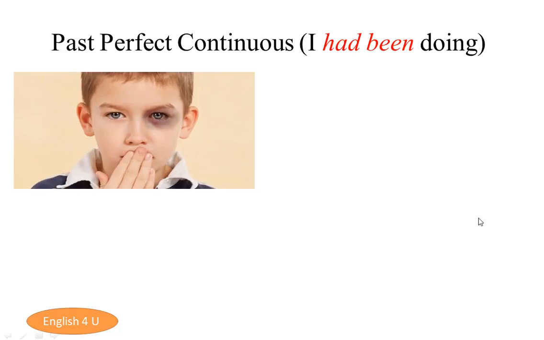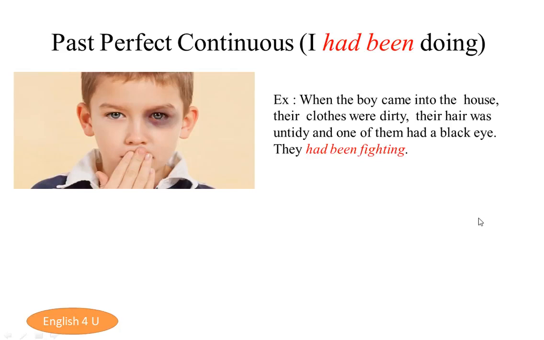And the example of past perfect continuous. When the boys came into the house, their clothes were dirty, their hair was untidy, and one of them had a black eye. They had been fighting. This one means that when the boys arrived at the house, one already had a black eye because they had been fighting with each other at school or somewhere else before they reached the house.